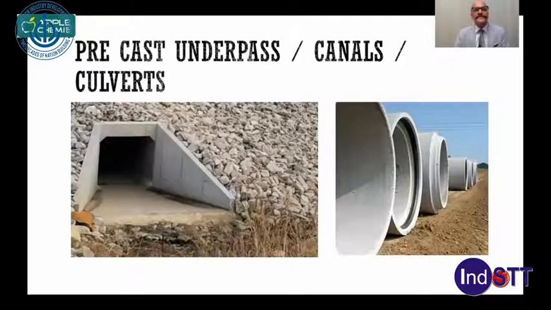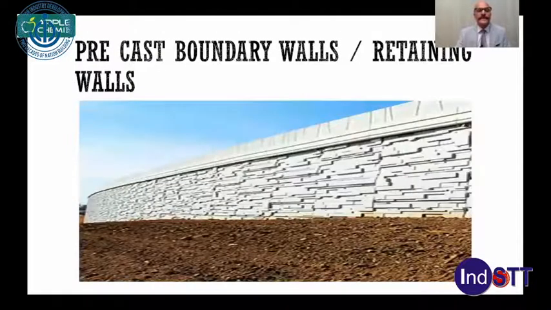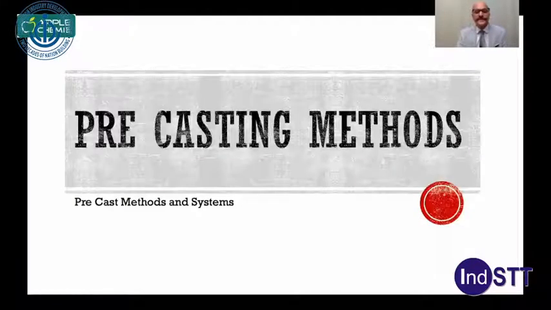Next, when you are done with the road, there can be many culverts or underpasses below the roads, or larger pipe segments where precasting can be used. Precast boundary walls and retaining walls have been used from quite initial stages, and today also we are using them. But now people are going in for new designs and new textures in precasting.